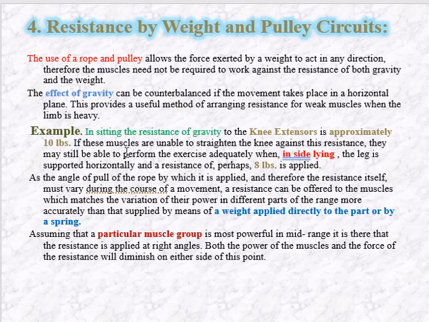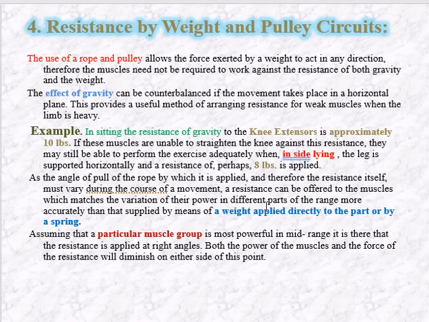For example, take an example. In sitting, the resistance of gravity to the knee extensors is approximately 10 lbs. If these muscles are unable to straighten the knee against the resistance, they are still able to perform this exercise when in side lying. The leg is supported horizontally and a resistance of perhaps 8 lbs is applied in this case.